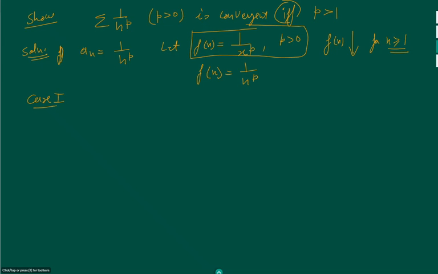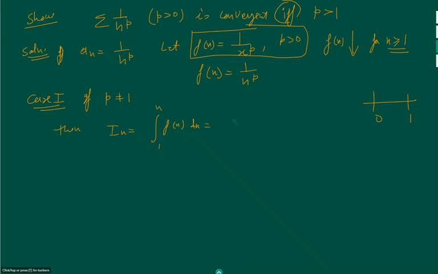Case 1 is if p is not equal to 1. Alright, p is given to be greater than 0, so we will consider these cases. If p is not equal to 1, then I_n is taken as the integral of f(x) from 1 to n dx.